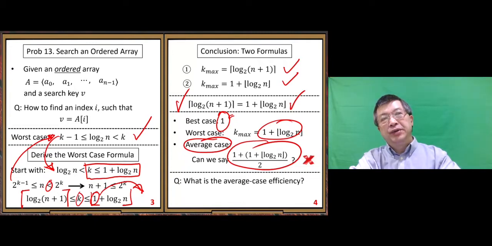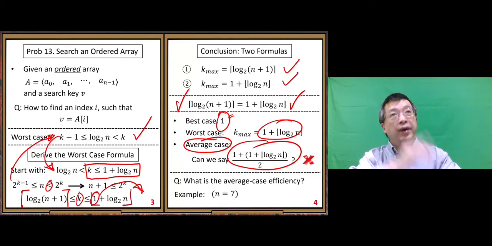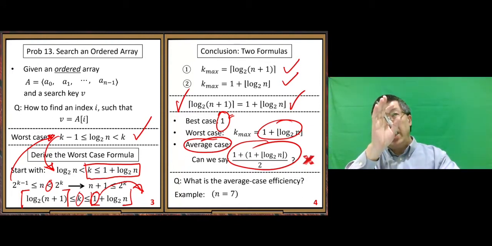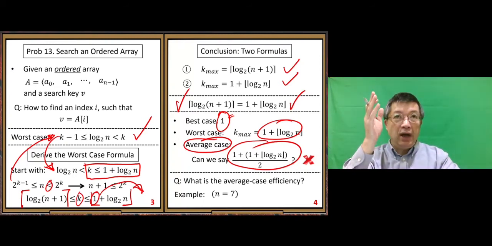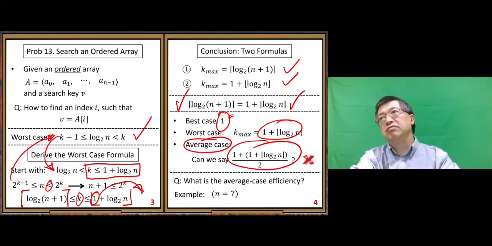But to find the answer, I do not want to make the problem too complicated at this point. So I only ask you one example, for n equals 7. I want to show you one example when n equals 7, so you get an idea how to find the average case efficiency. My next slide will show you how to do it.